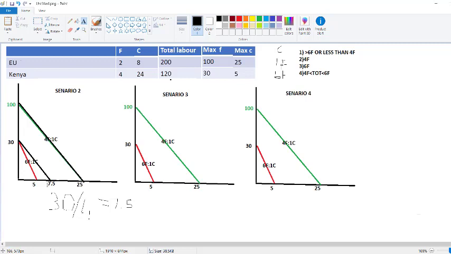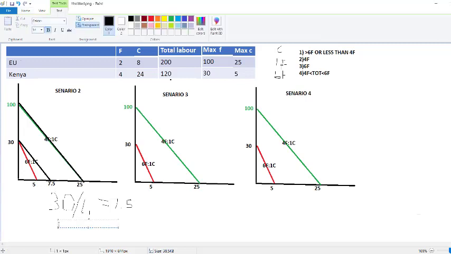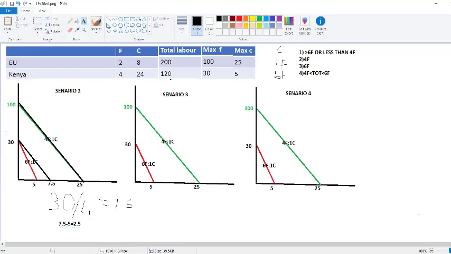So here you have 7.5 chemicals produced. And what is the gain? The gain is 2.5 chemicals, 7.5 minus 5. And that is the gain for Kenya. So Kenya is the only one that gains in the scenario when the prices are 4 food per 1 carbon.